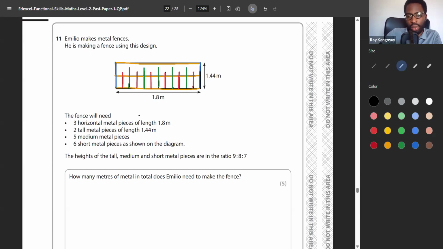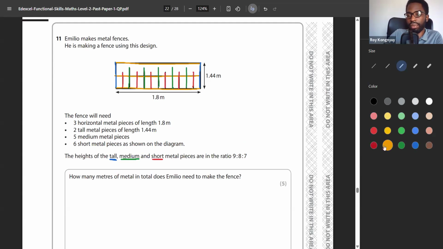Right? So let me highlight this so it's really clear. The tall corresponds to the blue, the medium to the green, and the short, the red. So in essence, the ratio between tall, medium, and short is 9 to 8 to 7. And since we know the length of the tall pieces, and we know its ratio, its relationship to the others, we can figure out the length of the others. So let's do that.